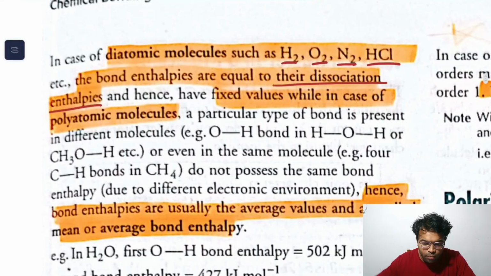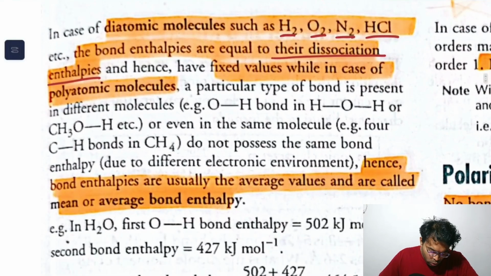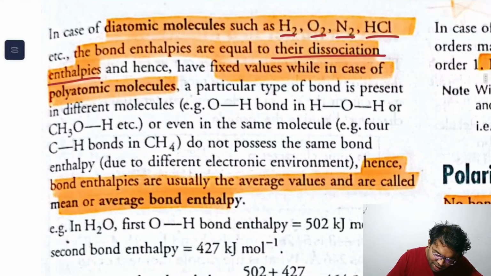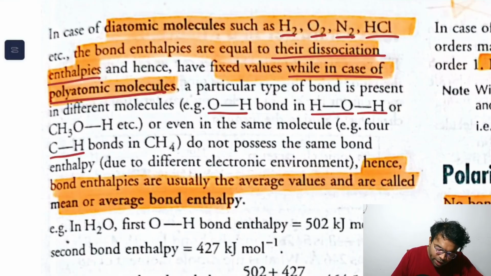So, if there are only two atoms present in a molecule, the dissociation enthalpy will be equal to its bond enthalpy. Understood? Because there is only one bond present inside the molecule. And hence they have fixed values. While in the case of polyatomic molecules, a particular type of bond is present in different molecules, for example, the OH bond in H2O or CH3OH, or even in the same molecule. For example, the four carbon-hydrogen bonds in CH4 do not possess the same bond enthalpies.